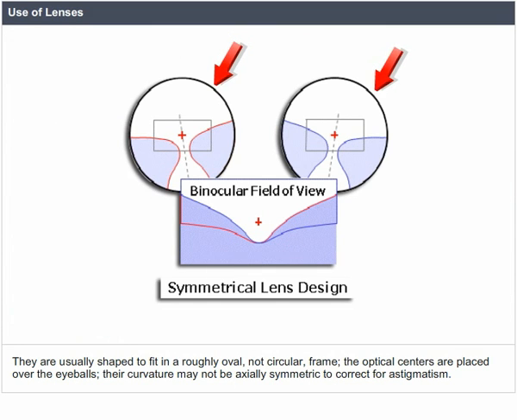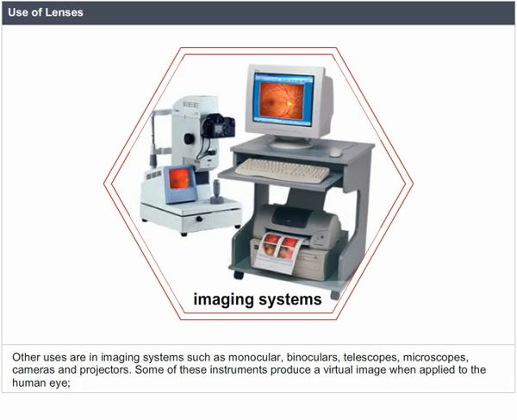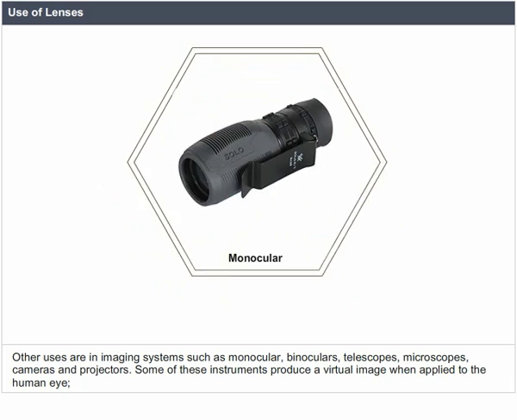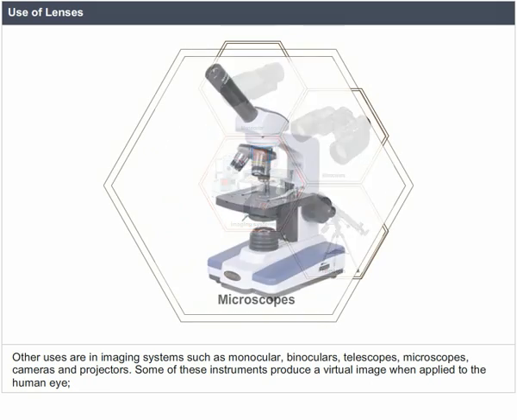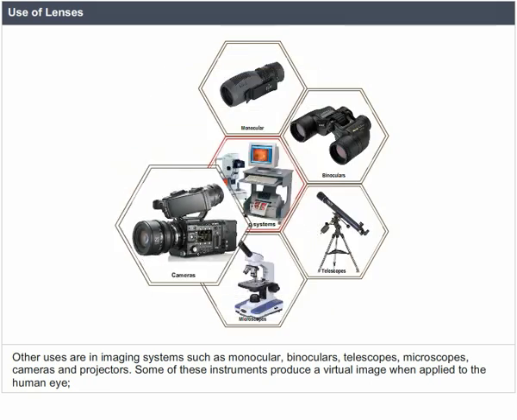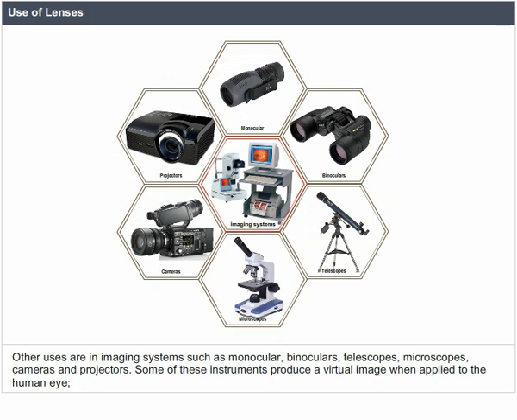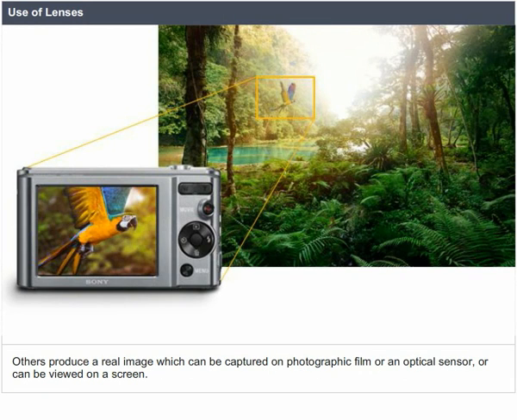The optical centers are placed over the eyeballs. Their curvature may not be axially symmetric to correct for astigmatism. Other uses are in imaging systems such as monocular, binoculars, telescopes, microscopes, cameras, and projectors. Some of these instruments produce a virtual image when applied to the human eye. Others produce a real image which can be captured on photographic film or an optical sensor and can be viewed on a screen.